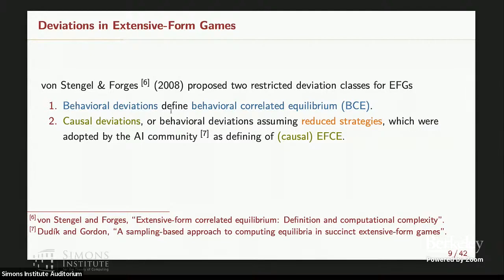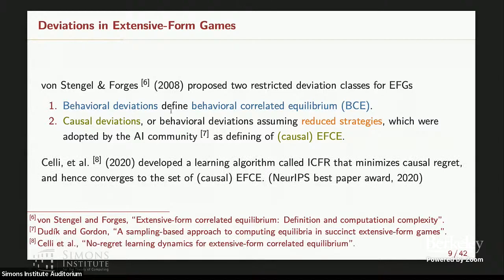We call them causal deviations. All right, so something very exciting happened. From 2008 to 2020, I think maybe we were all asleep, something like that. But then in 2020, very exciting work by Gabriele and his colleagues: they developed an algorithm that could minimize regret for something stronger than external, called causal, or for reduced strategies. They had an algorithm that, because it's minimizing the stronger thing, was actually getting more strategic power and converging to a tighter equilibrium concept than coarse correlated equilibrium.